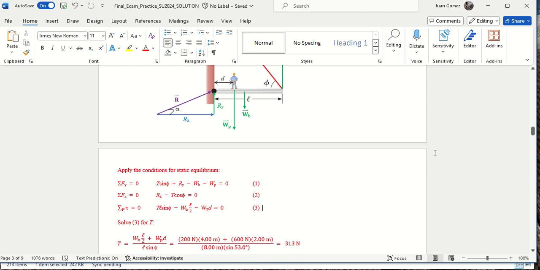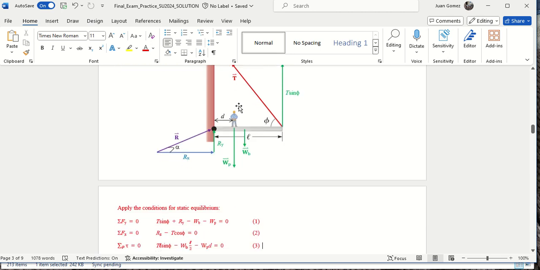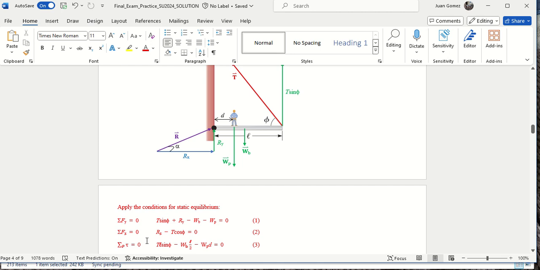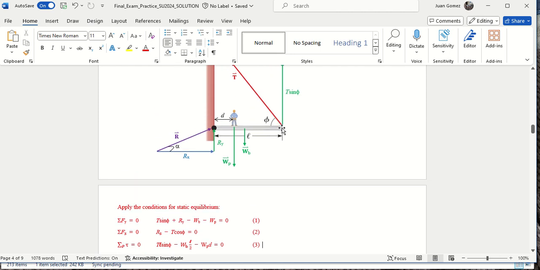So, sum of the torques. What's the torque due to the tension force? In general, it's r F sine theta, where r is the lever arm and F is the force. That's the general formula. So what's T? We're looking now at equation 3. The force is T. The lever arm is small l, because that's the distance from the tension force to the pivot, and the angle is phi. So the torque due to the tension is positive, T l sine phi.